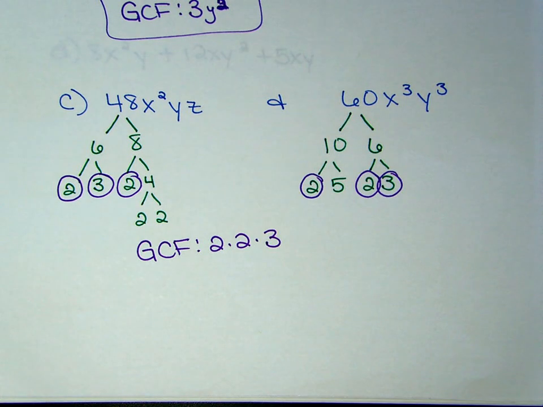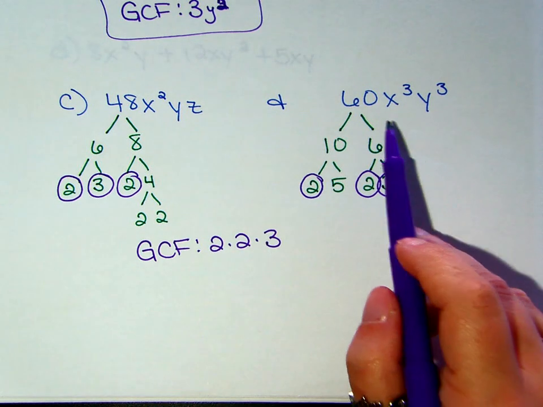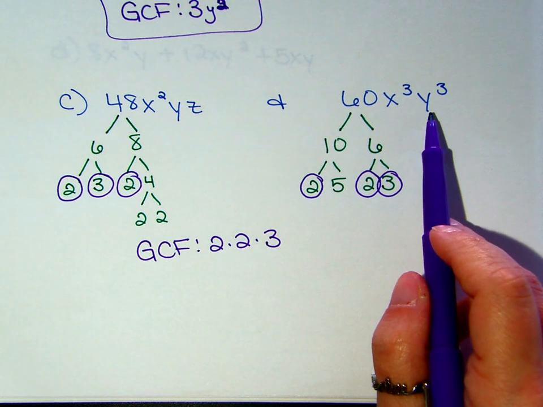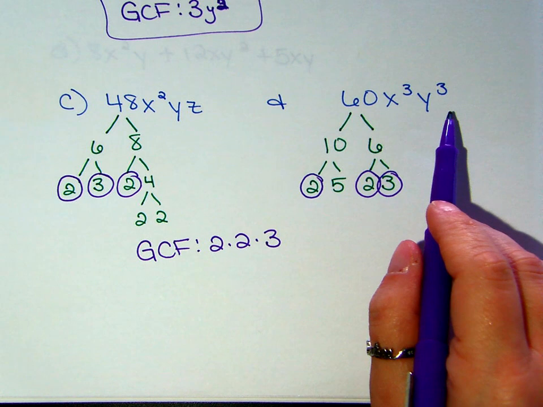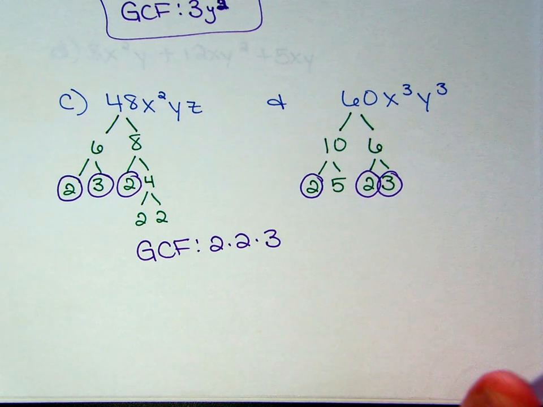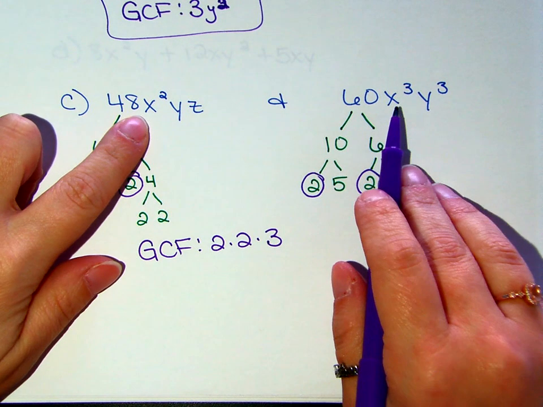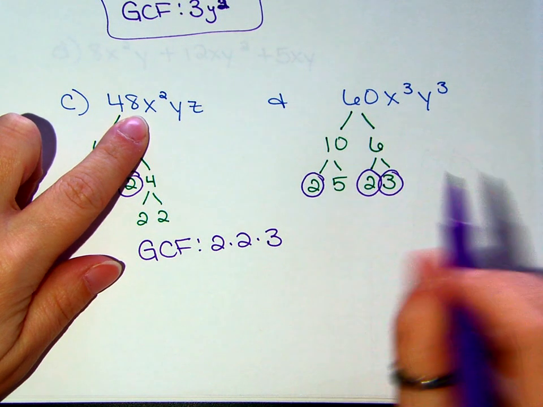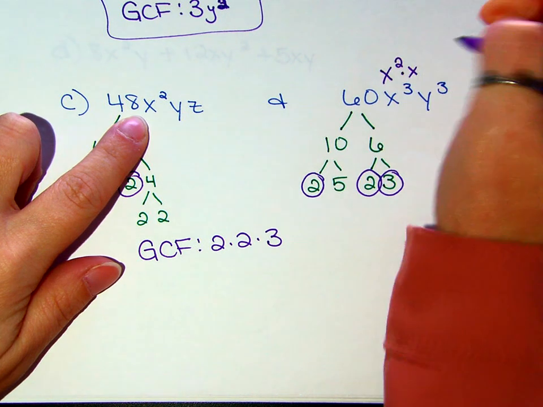And then I have to look at my variables. I have an x squared, a y, and a z. I have an x to the third and a y to the third. So this one, my 60, doesn't have a z at all. So I know z is not going to be a common factor, plain and simple. But both of these do have x's. I have an x squared and an x to the third. So I can write x to the third as x squared times x, which means they share an x squared.